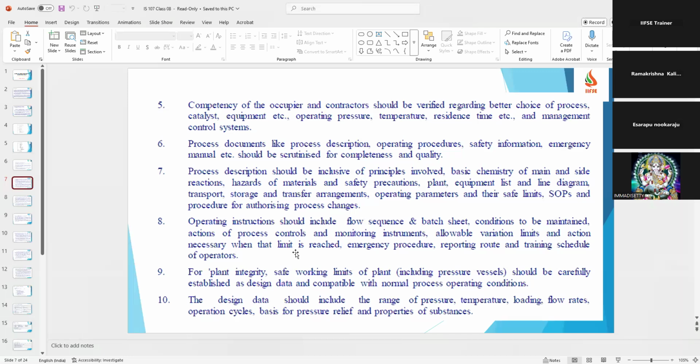Then the process description should include the principles involved, basic chemistry of main and also side reactions, hazards of materials, and also safety precautions, plant equipment list, line diagram, transport, storage, and also transfer arrangements, operating parameters. The process description should be very clearly defined. What are the do's and don'ts, what are the side reactions, what are the hazards associated with the process, and what are the various controls present in the process, etc. Everything has to be covered.